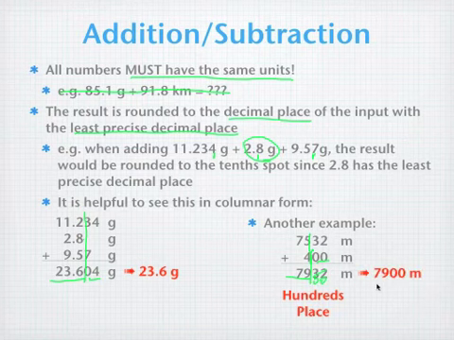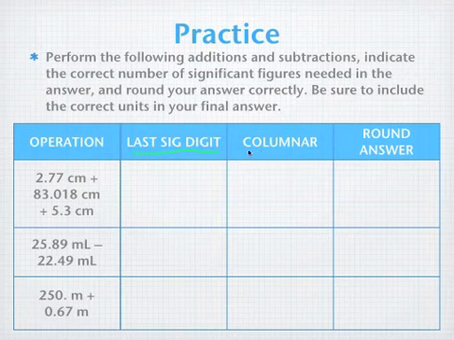Alright, now it's your turn. As before, I'm going to have you perform some practice additions and subtractions. In this case, I want you to indicate where that last significant digit is according to your input numbers. Then I want you to use column addition and subtraction, and finally round your answer. Don't forget to have the correct units there. I'll pause the video, start it up again when you are ready.